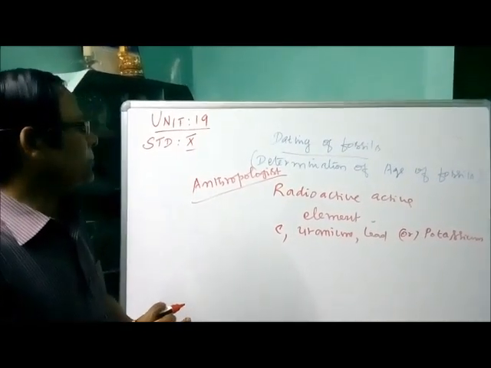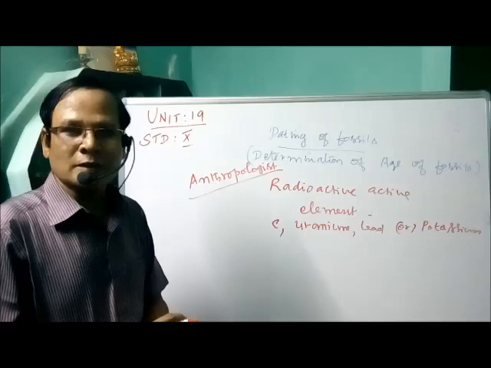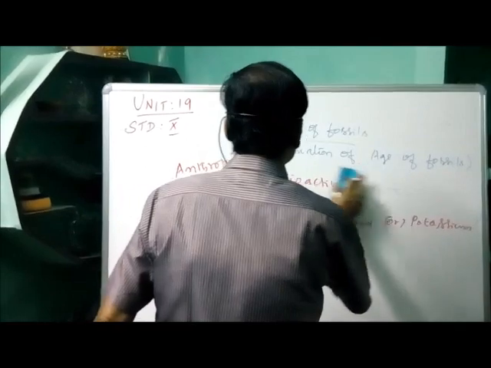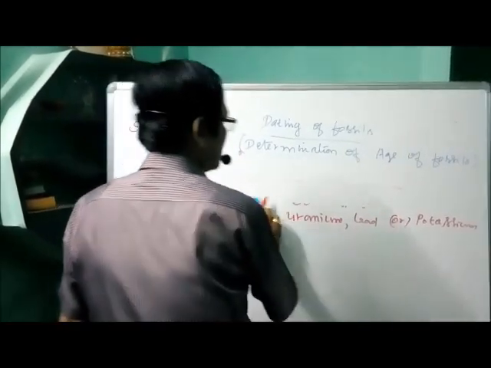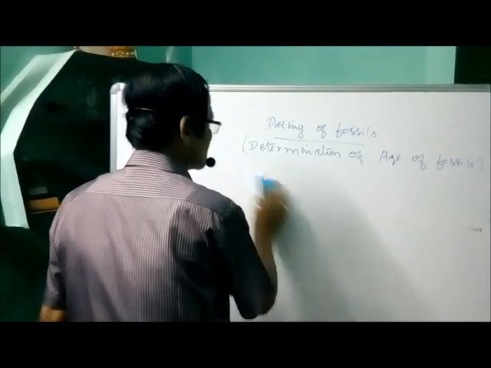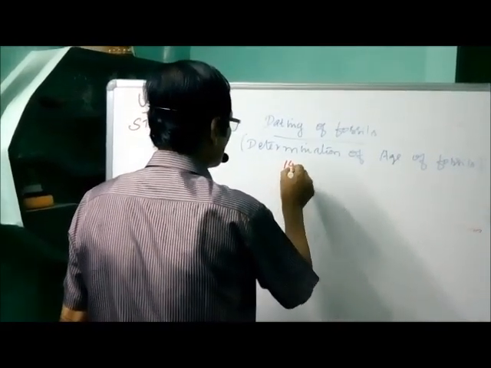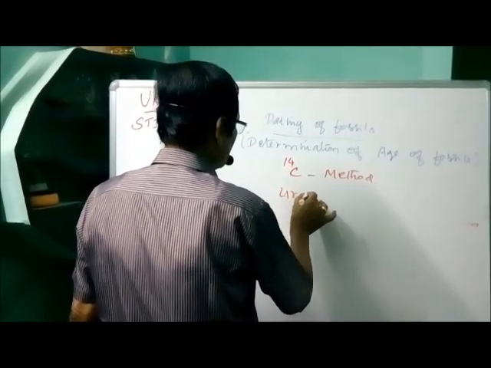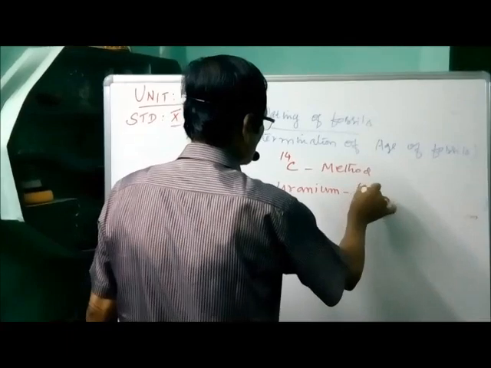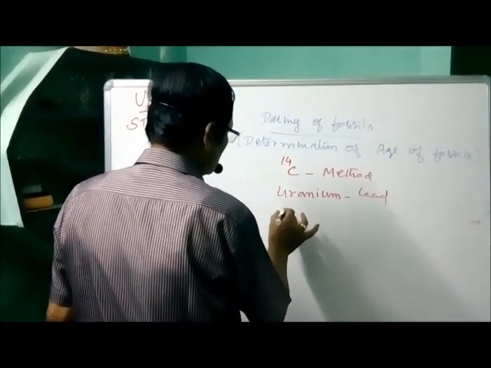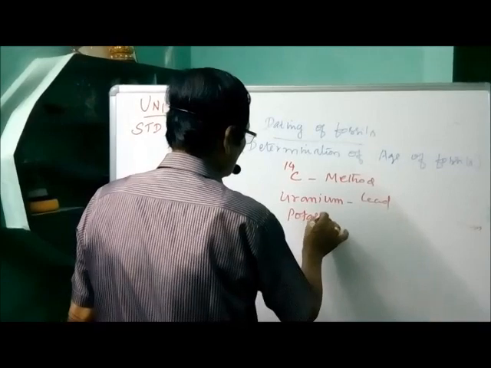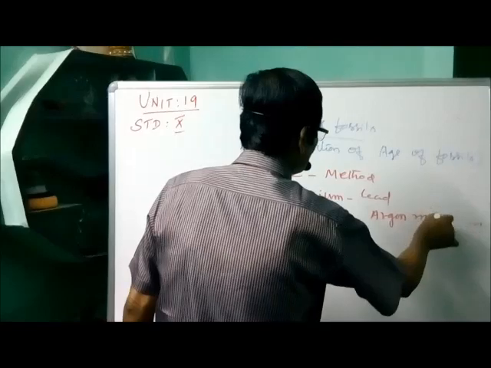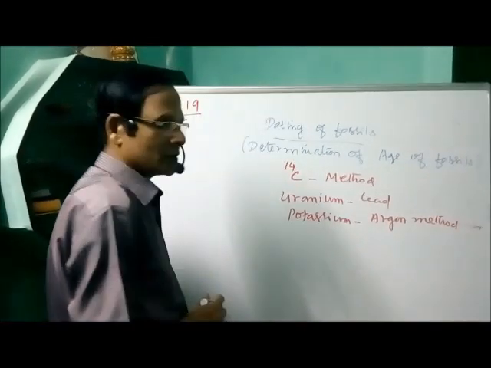Now, we have different methods adapted for calculating the age of the fossil. So, what are the methods we have? The best method adapted for calculating the age of fossils is the carbon 14 method. Also we have the uranium lead method. The third one is the potassium and argon method. So these are all the different methods adapted to calculate the age of the fossils.